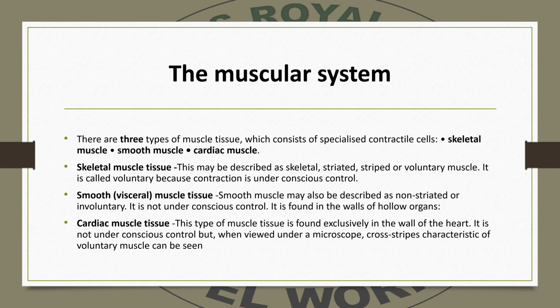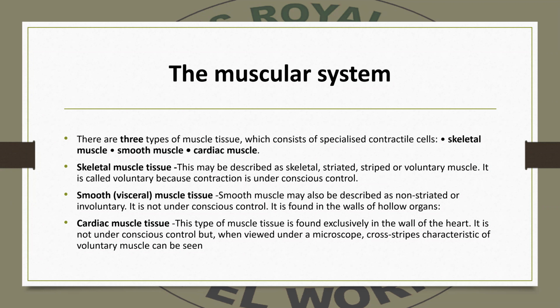So apart from these joints that enable us to make movements, we have also what is known as the muscular system, where you've got the muscles. So you've got skeletal muscles, smooth muscles, and cardiac muscles as well. The skeletal muscles normally are voluntary, because you're able to control them willingly.